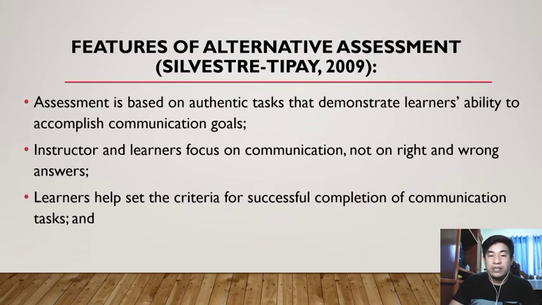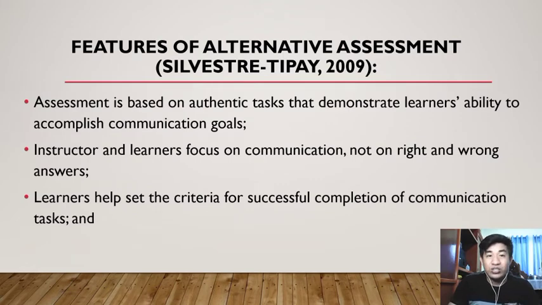Learners help set the criteria for successful completion of communication tasks. Okay, by the way, in the alternative type of assessment, the teacher uses rubrics. And of course, rubrics have criteria. Now, the criteria should never come from the teacher alone. So criteria should be coming from the agreement between the teacher and the students.